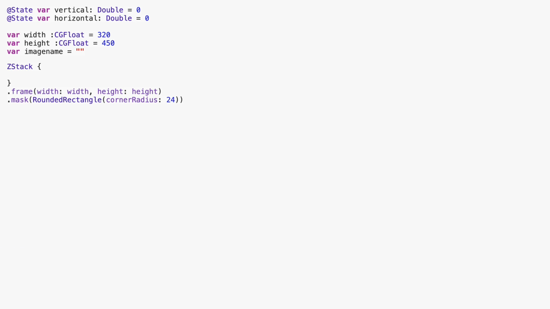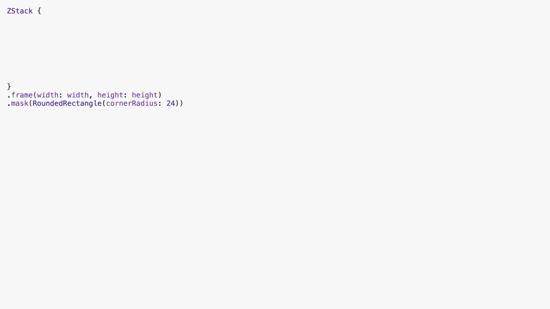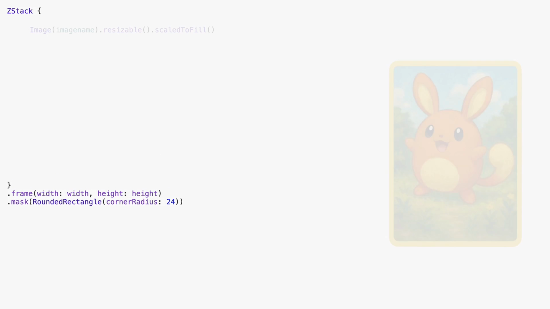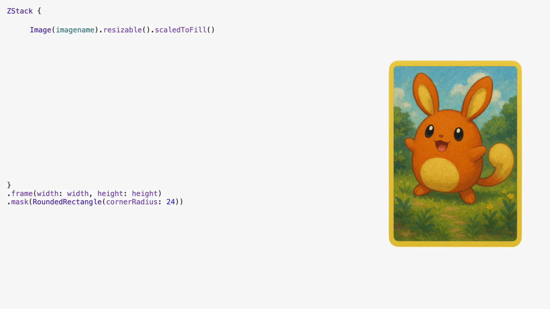Everything we build, the image, the effects, the shine, all of it, goes inside this inner ZStack. We give it a fixed width and height, and we clip it with a rounded rectangle to make it feel like a real card. First layer inside the card is the image. It could be a Pokémon card or anything else you want. We make it resizable and fill the whole space.